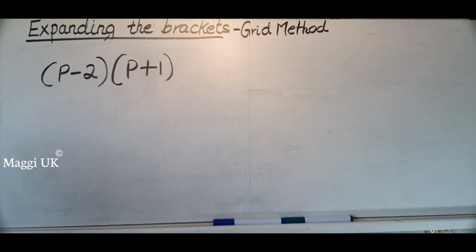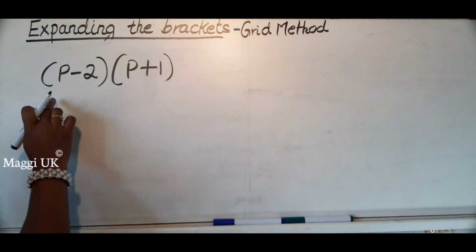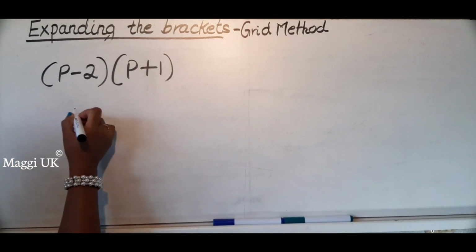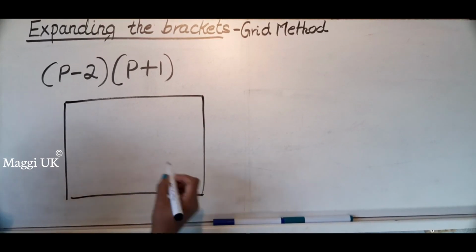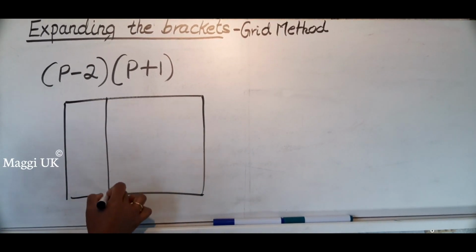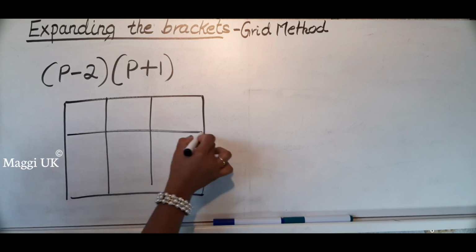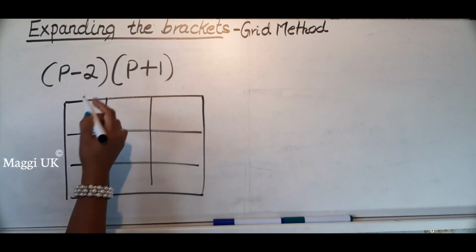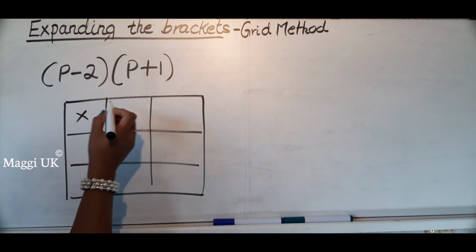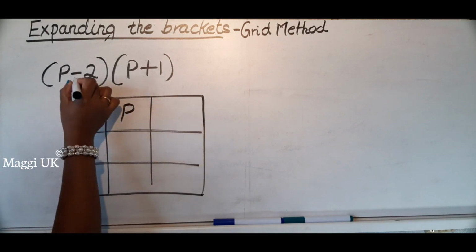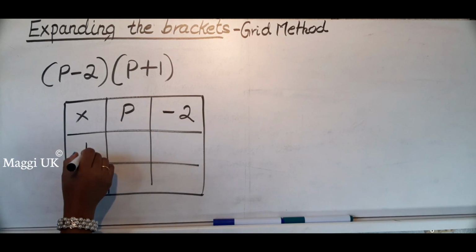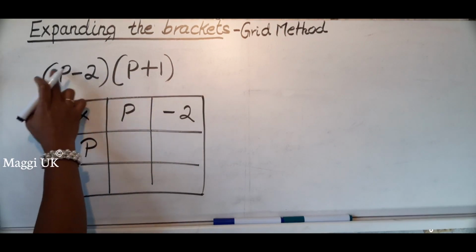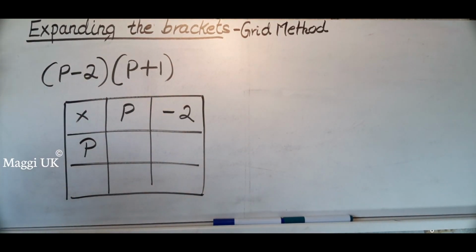Okay, so when you have p minus 2 and p plus 2, the grid method comes like, we put a small square and then we split them up like this. This one is for the multiply, and this first one is P, and then the -2 will go to the next box. And then this one, the P, because we don't have any sign before, is just meant like plus, and this one is a positive 1.